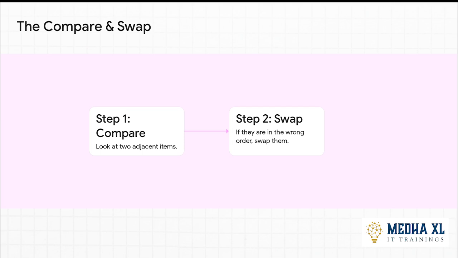Seriously, it all comes down to this simple two-step dance. You look at two items sitting right next to each other, you ask one question: is the one on the left bigger than the one on the right? If the answer is yes, you swap them. If not, you just leave them alone and move on. That's the whole thing. It's kind of like when you sort a hand of playing cards. You instinctively compare two cards at a time. This is that exact same logic.